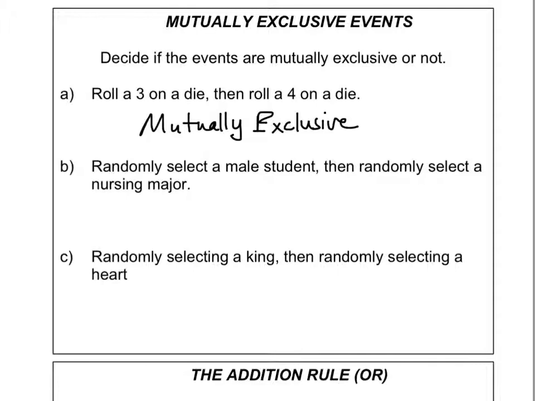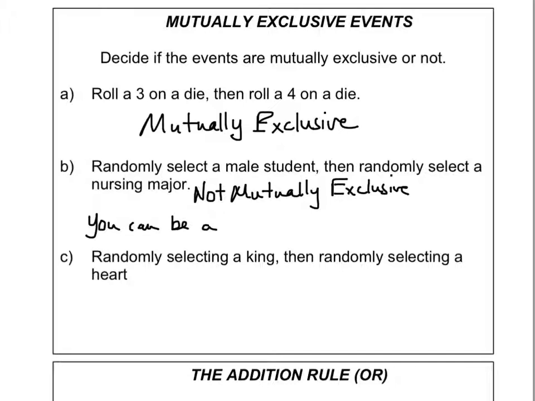Letter B. You randomly select a male student, then you randomly select a nursing major. Again, the question you're asking yourself here: can you be a male student and a nursing major at the same time? Yes, you can. You can be a male nursing major. So in this case, it is not mutually exclusive, because you're overlapping into two areas.